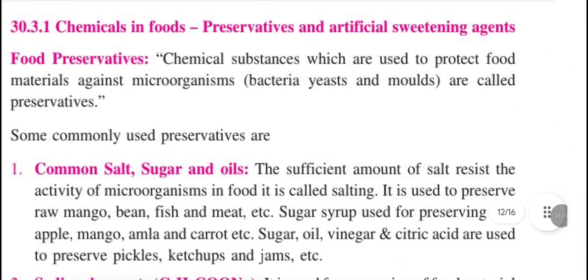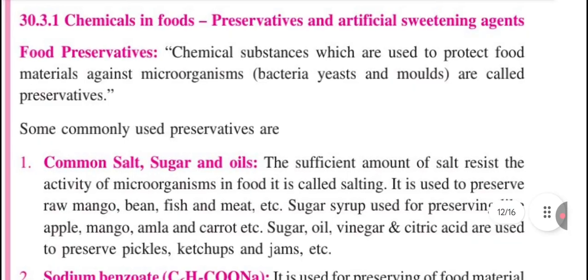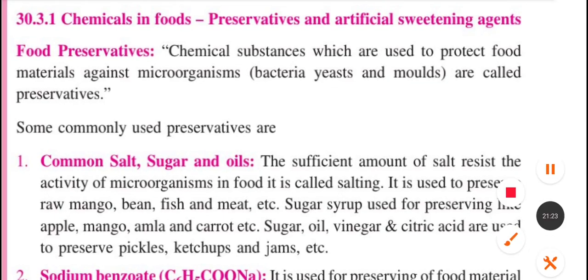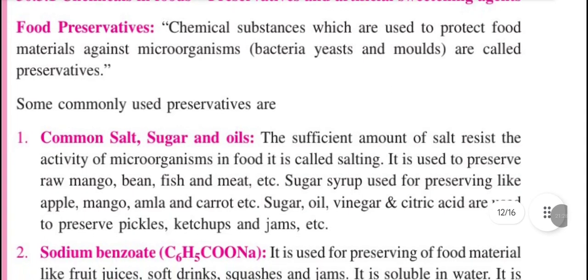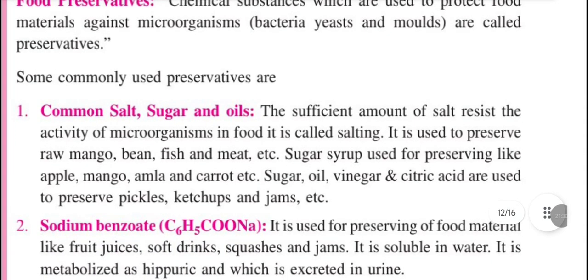Chemicals in food, preservatives and artificial sweetening agents. Food preservatives. Chemical substances which are used to protect food materials against microorganisms, bacteria, yeasts, and molds are called preservatives.